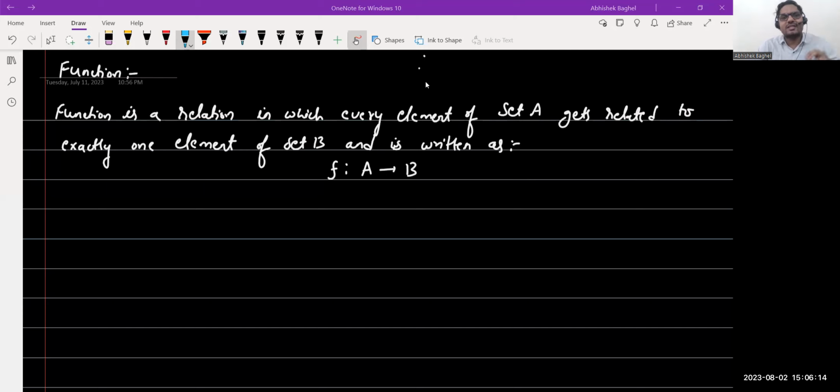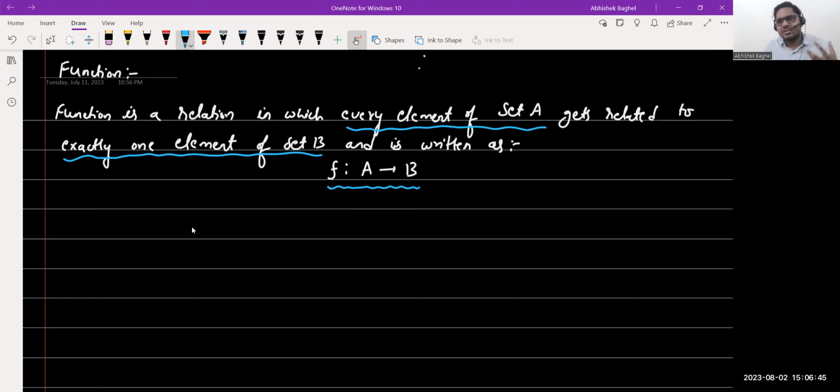What is function? Function is basically a type of relation. It is simply a relation in which every element of set A gets related to exactly one element of set B. So two conditions are very important. Every element of set A gets related, and the second one is to exactly one element of set B. If any relation fulfills these two conditions, then we can say that this relation is a function, and it is written as function f defining from set A to set B.